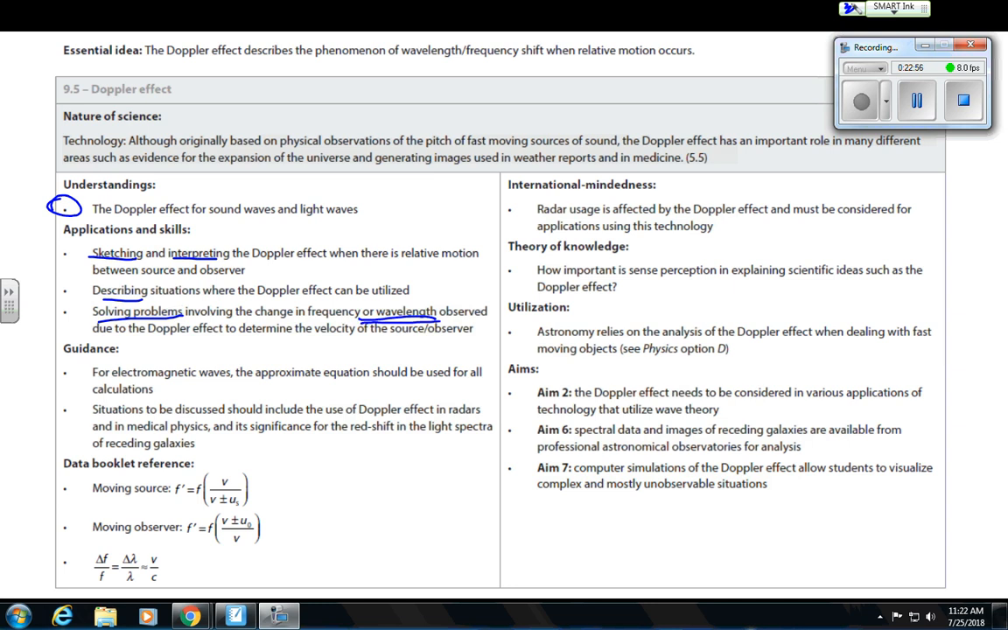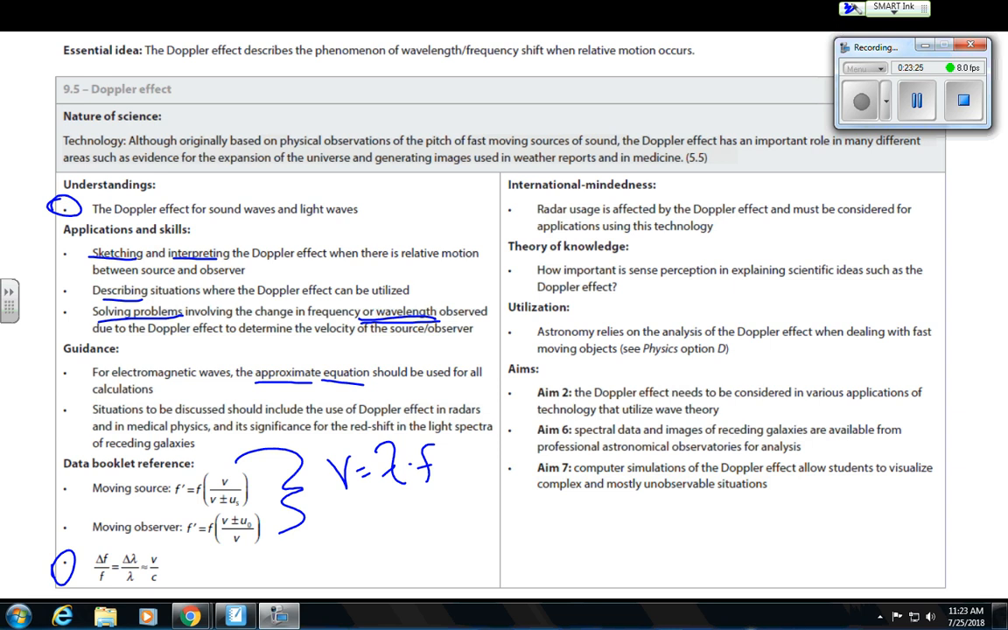Now notice this says change in frequency or wavelength. Notice the equations we have only deal with frequency. So if they ask you something about wavelength, that's when you're going to have to throw in the velocity equals wavelength times frequency equation for waves. That's not in your data booklet under this section, but it is in the previous section for waves. Remember about the approximate equation for light, that's this equation here.